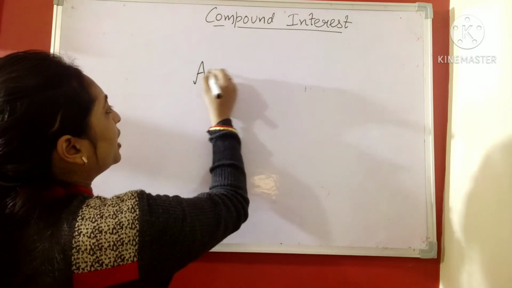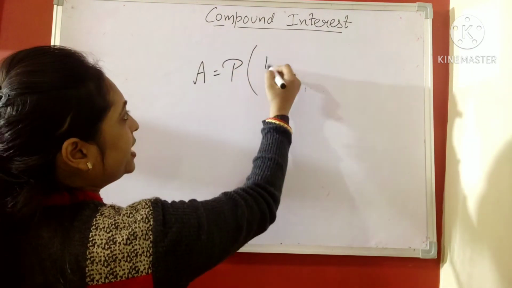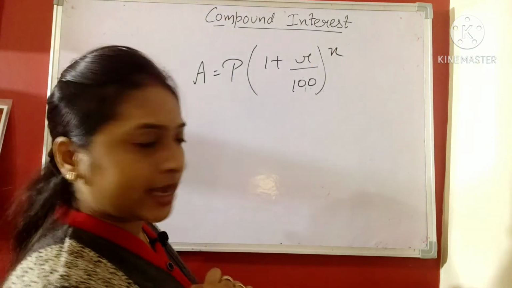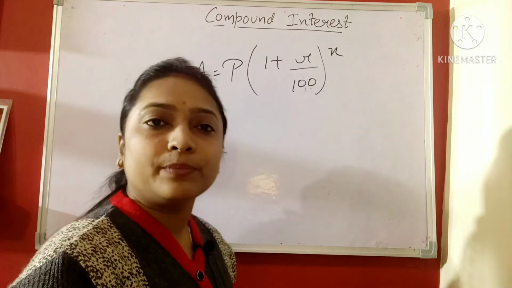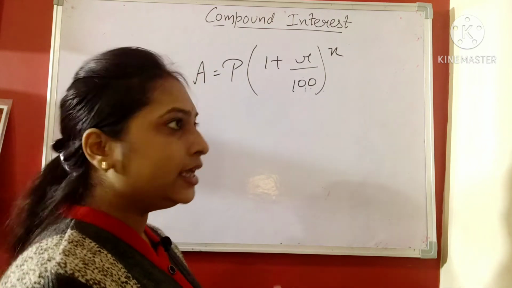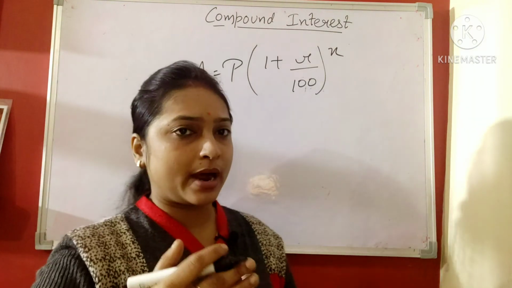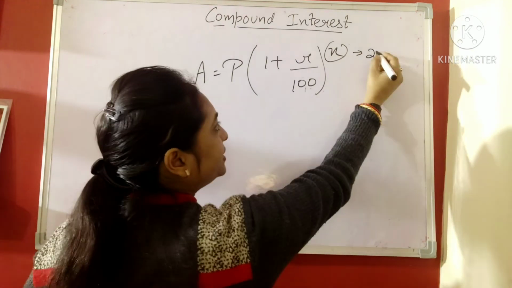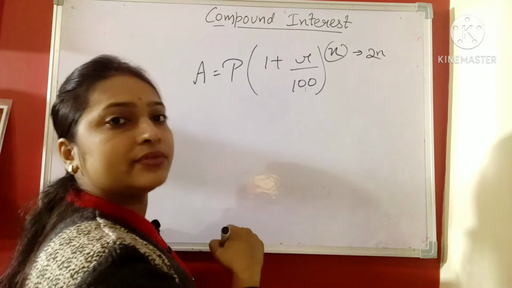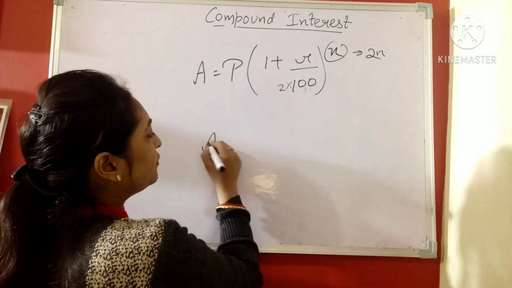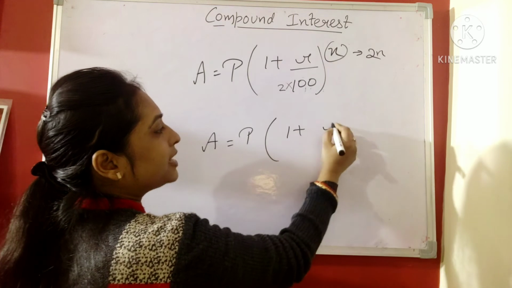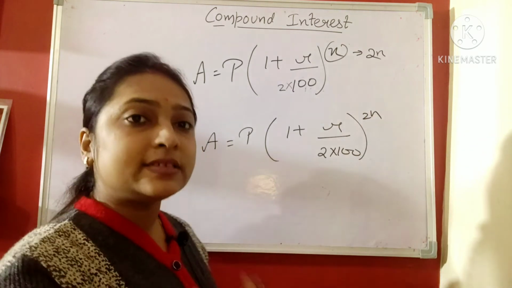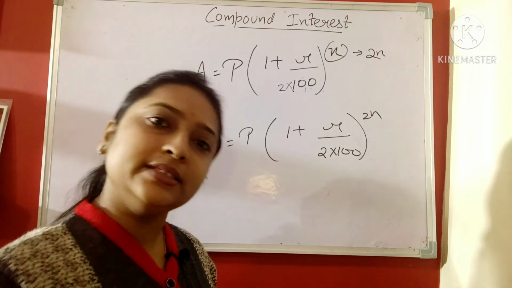Let's see the original formula. The original formula was A is equal to P into (1 plus R by 100) raised to the power n, where n was time. But when it is compounded half yearly, that means 1 year has been divided into two parts, then this n will be multiplied by 2, that means it becomes 2n, and the rate is divided by 2. Then the formula is P into (1 plus R by 2 into 100) raised to the power 2n. This is the case when the interest is compounded semi-annually.